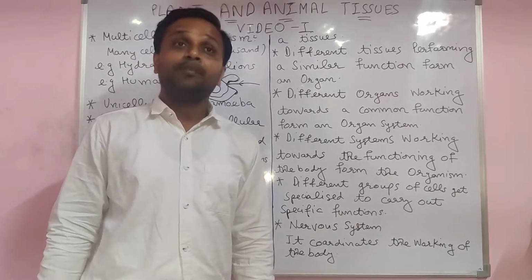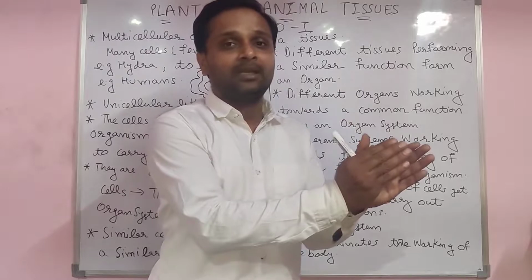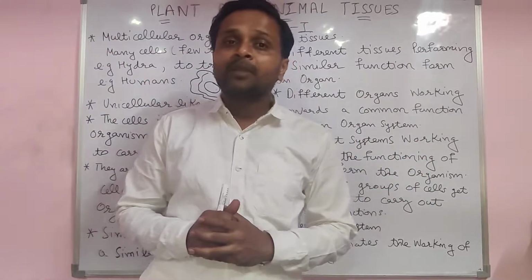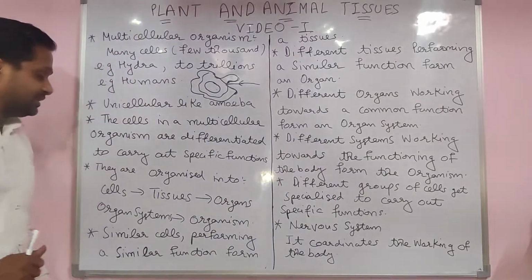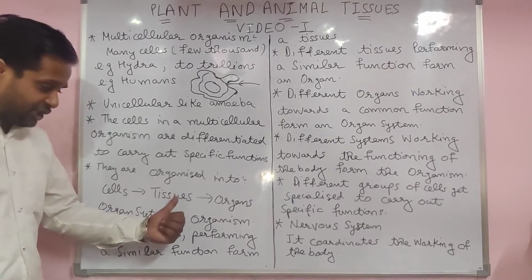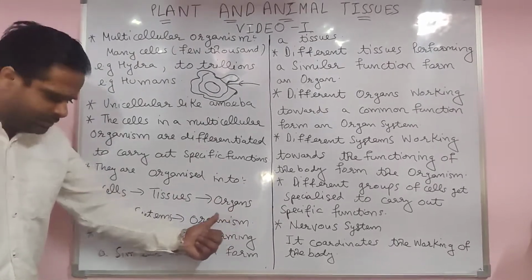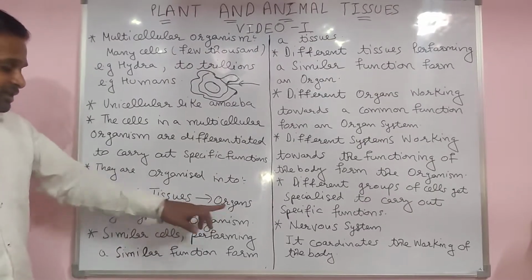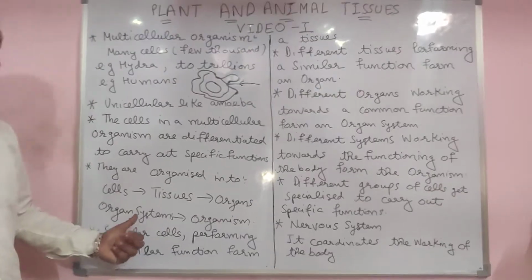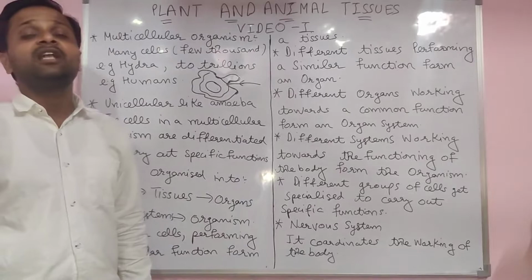Maybe one work is done by a group of cells and another work is done by another group of cells. So now we see, a group of cells makes a tissue. A group of tissues forms an organ. A group of organs makes an organ system. And a group of organ systems together performing work forms the organism.